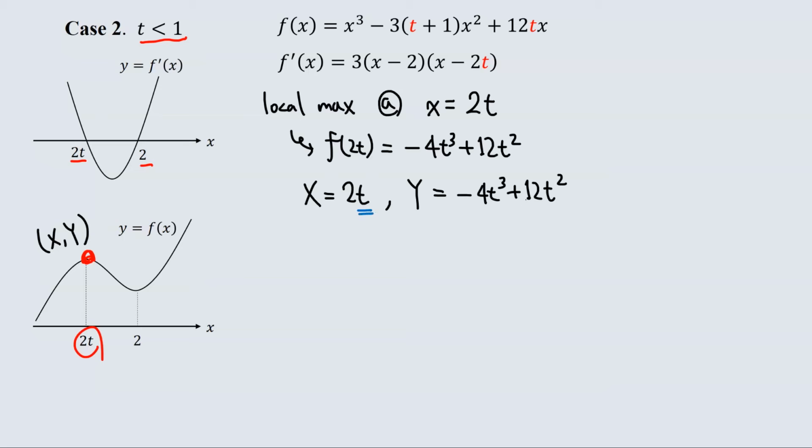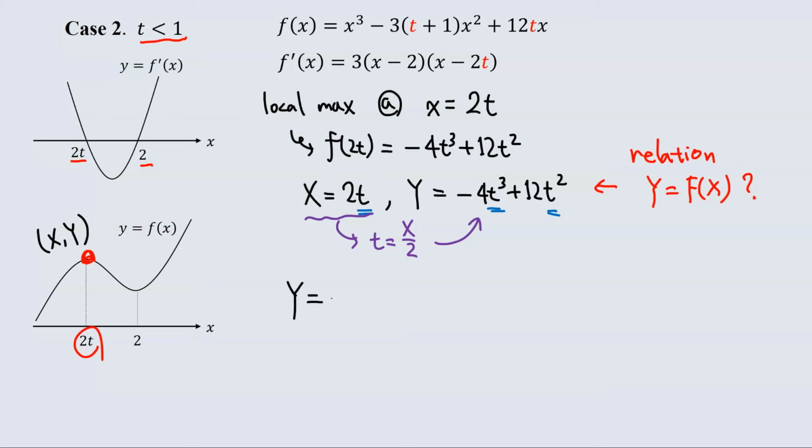Now both x and y contain the parameter t. In order to find the relation between x and y, we have to eliminate the parameter t. And we can do it like this. From here, t equals x over 2, and if we substitute this into here, we can eliminate t and obtain y equals minus 4 times (x over 2) cubed plus 12 times (x over 2) squared. So we obtain y equals minus x cubed over 2 plus 3x squared.